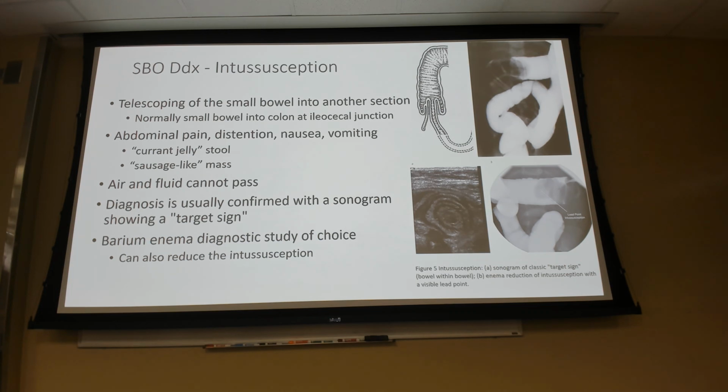And this one, the best way to diagnose it is with an ultrasound, so you can see that target sign like we have on there, which is telescoping of the bowel. And then the treatment is barium enema, so it's usually pretty minimally invasive to treat this and improve the symptoms, but it is always something to have on your differential, especially when you're treating kids.